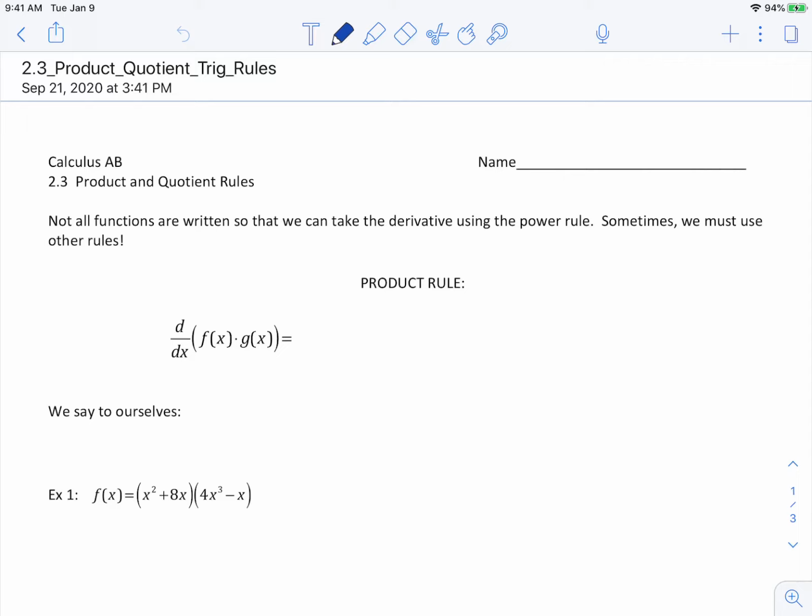As functions become more complicated, when you have the product of two functions, in order to take the derivative, you would take the first function, which is f of x, multiply that with g prime of x plus, then you would do f prime of x times g of x.